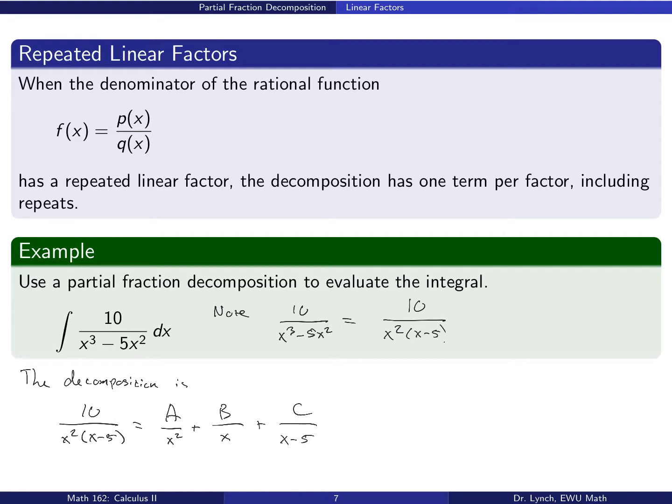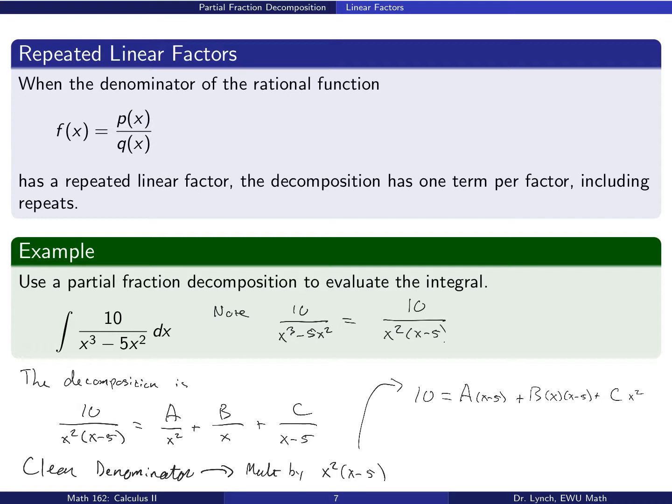Again, the first thing we'll do here is clear the denominator and then make a couple strategic choices of x that make our life easier. So we can see after clearing the denominator that 10 is equal to A times the quantity (x - 5) plus B times x times the quantity (x - 5) plus C times x^2. So certainly two strategic choices for x are x equals 0 and x equals 5.